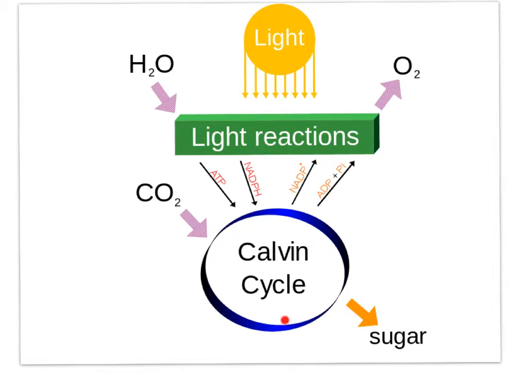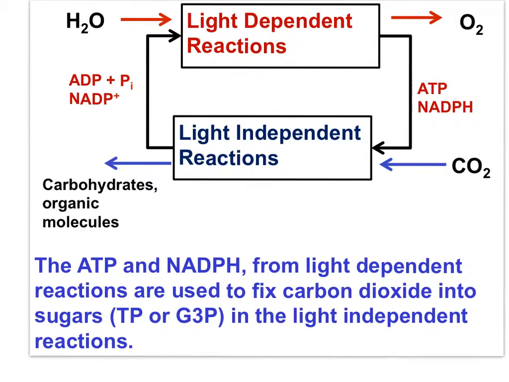In the light-independent reactions, also known as the Calvin cycle, the chemical energy of ATP and NADPH are used to fix carbon dioxide into carbon compounds such as glucose. Hopefully, you understand the relationship between the light-dependent reactions and the light-independent reactions. In this diagram, you can see the inputs and outputs of each, but it's important to remember that the ATP and NADPH from the light-dependent reactions are used to fix carbon dioxide into sugars in the light-independent reactions.